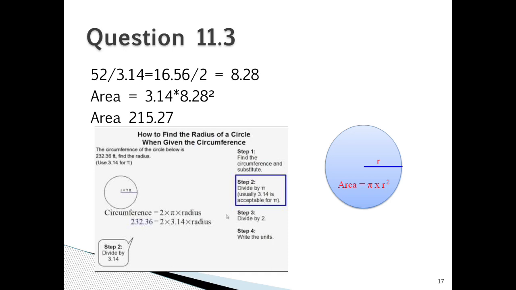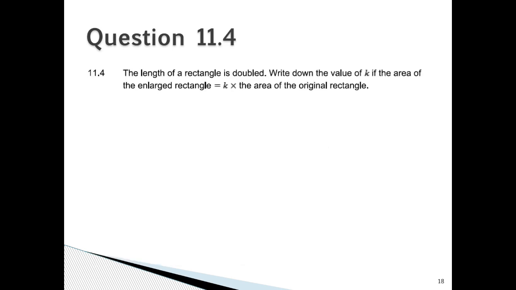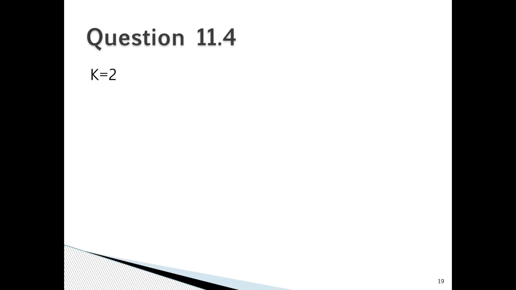So if we look at the circle, you can see that the area of the circle is equal to pi times the radius squared. Question 11.4. The length of a rectangle is doubled. Write down the value of k if the area of the enlarged rectangle is equal to k times the area of the original rectangle. For 11.4, k will equal 2.